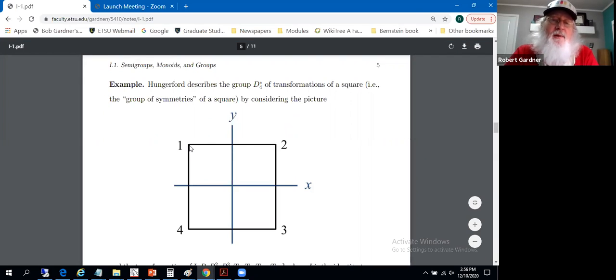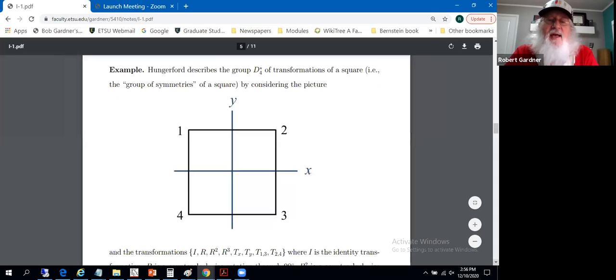So here we've got a square. It's effectively labeling the corners 1, 2, 3, and 4. He's introduced an x-axis and a y-axis, and we're going to have as group elements manipulations of that square, not the square itself, not the 1, 2, 3, and 4, manipulations of that square as it lies in that xy plane, in that Cartesian plane.